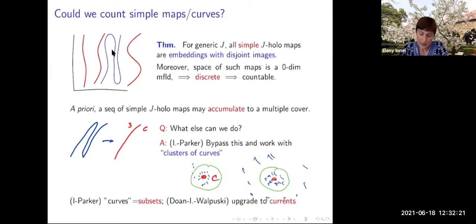But in this recent joint work with Doan and Walpuski, we are using some results from geometric analysis, geometric measure theory, and some earlier results due to Doan and Walpuski, and upgrading the perspective. We're not going to look at them as subsets, but as subsets with multiplicity, or images of holomorphic curves with multiplicities, or as currents, delta functions supported on these sets, just like Taubes did in his approach to proving Symplectic equals Gromov.